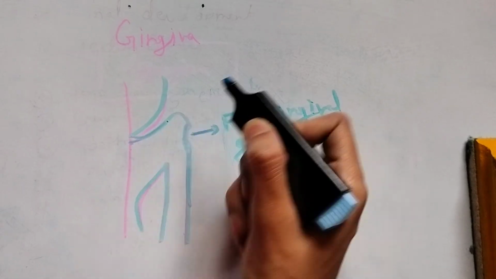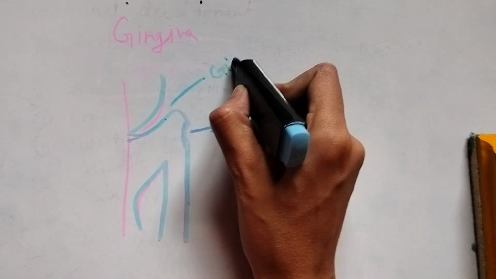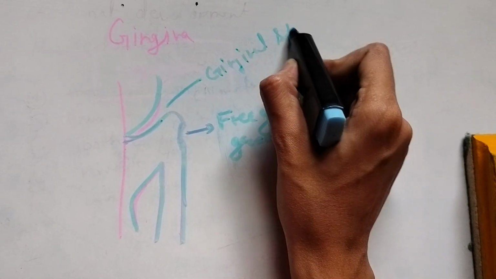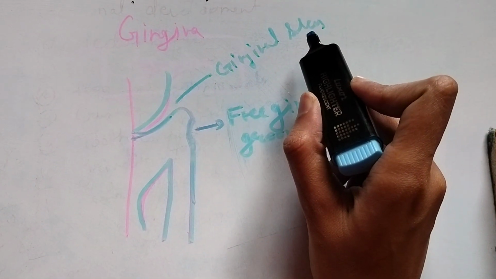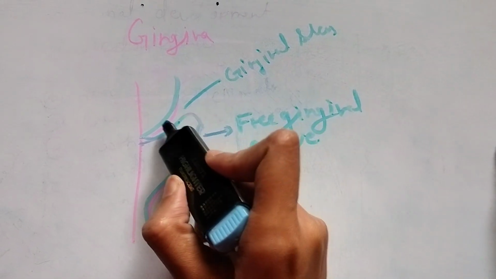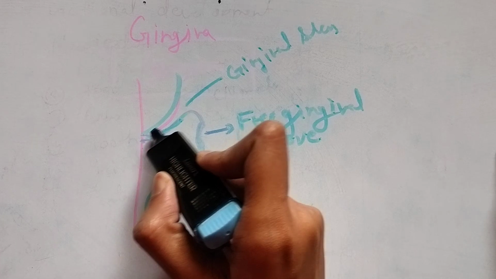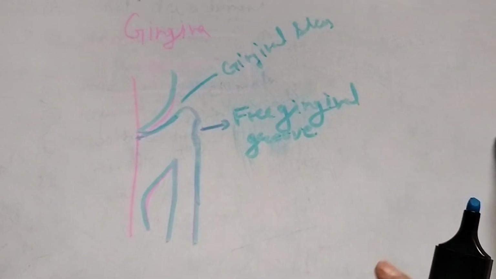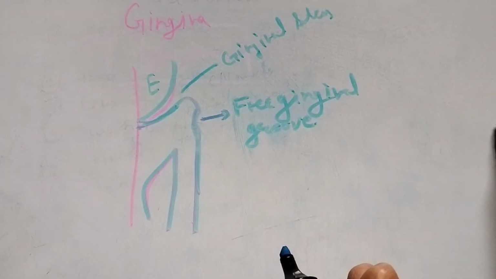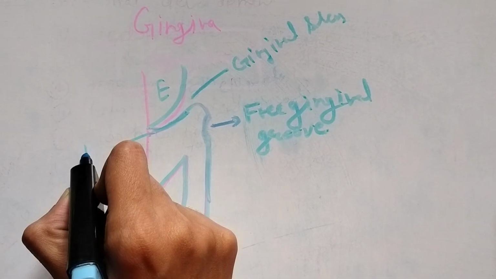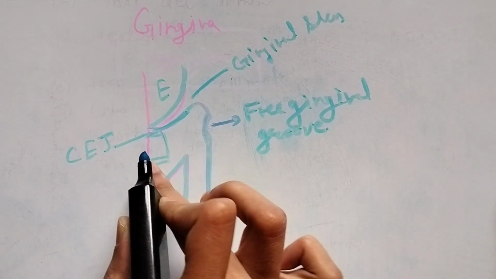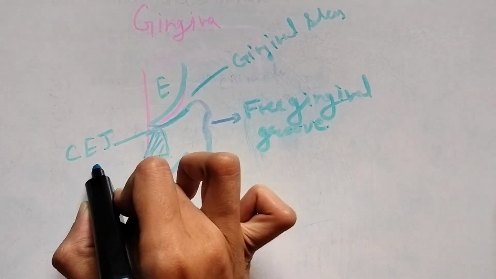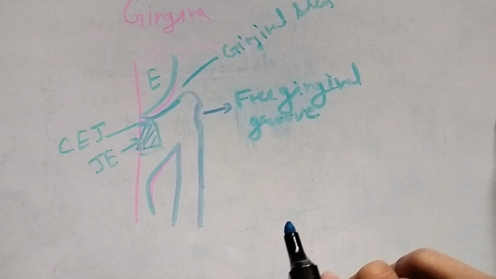This is the gingival sulcus. And here, in between the gingival sulcus, the food debris are accumulated. Here's the enamel of the tooth. Here's the cemento enamel junction, and in this area mostly the junctional epithelium is present.